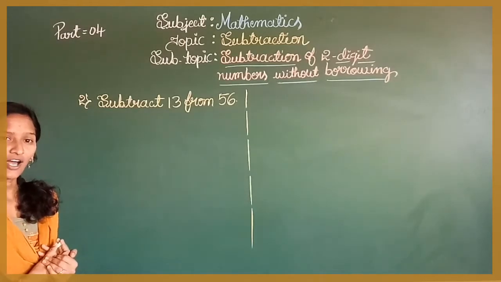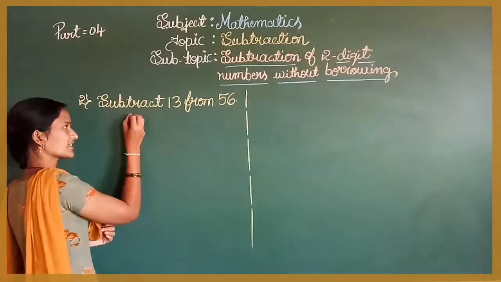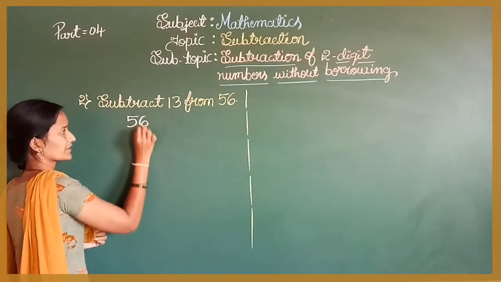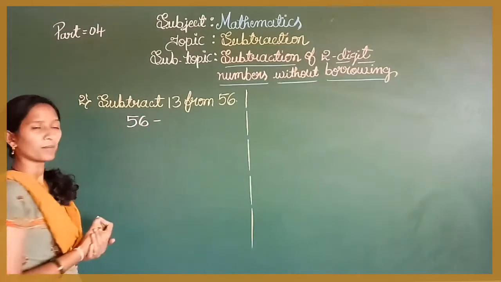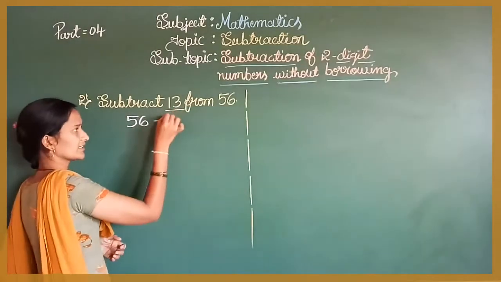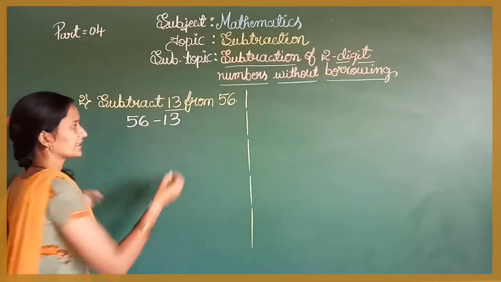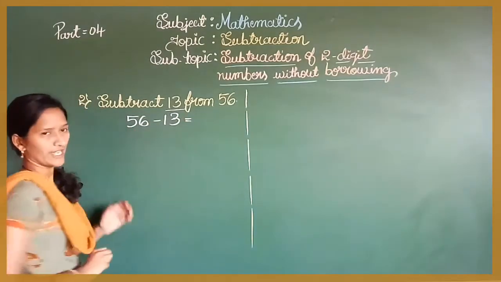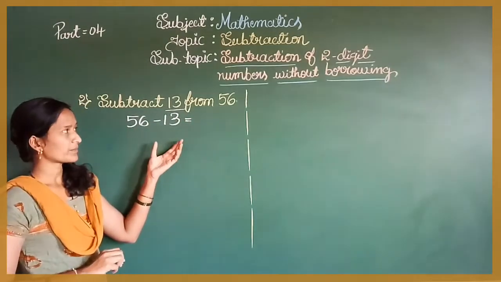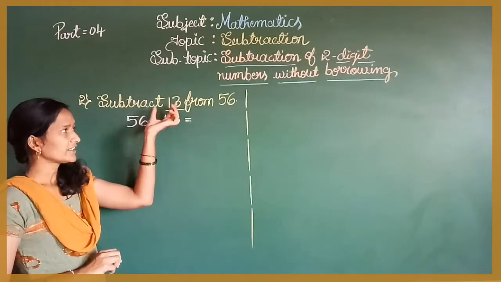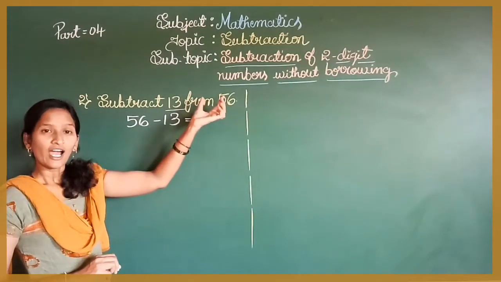Yes. You have to write down the number 56 at first. It is 56. Next, minus, write the 13 here. So it is 56 minus 13 is equal to what? Here you have to subtract the number 13 from 56.